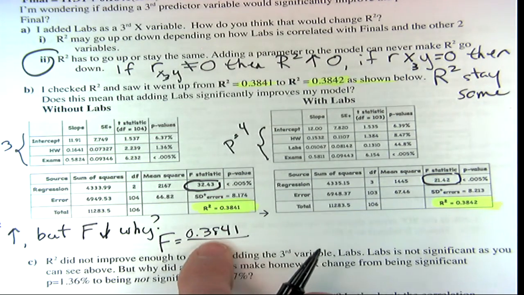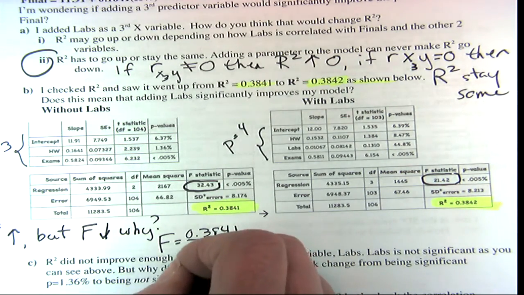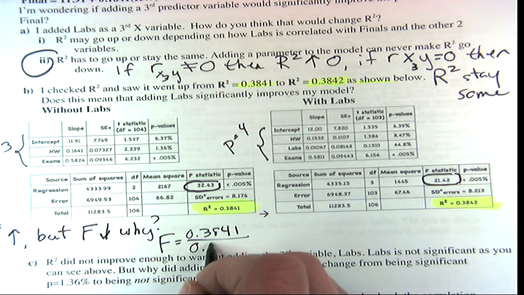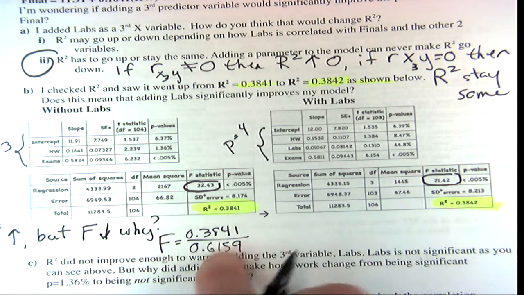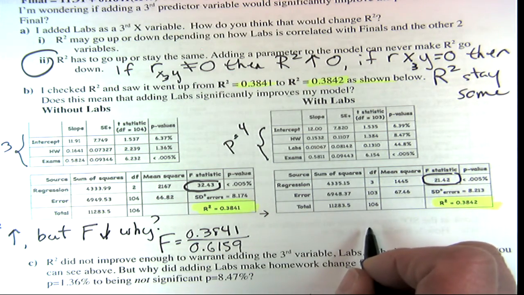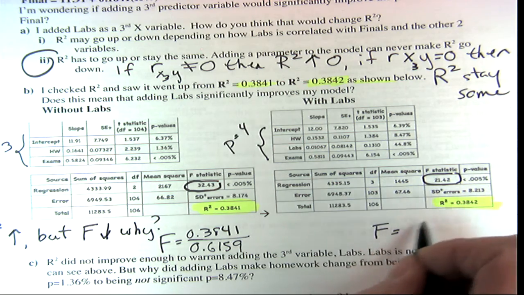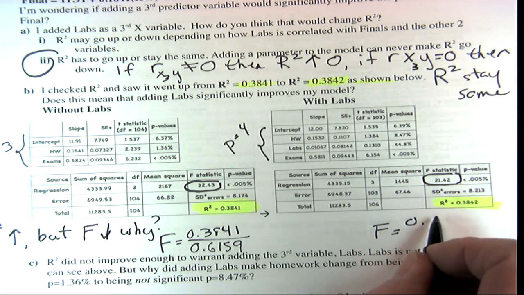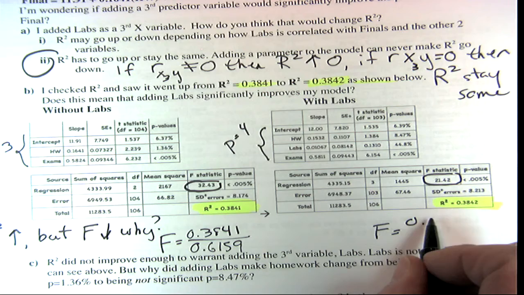It's R squared over 1 minus R squared. So here it's going to look like this. Let's just do that part. And here it's going to look like what? You have a bigger R squared, but you're going to get a smaller F. Watch.